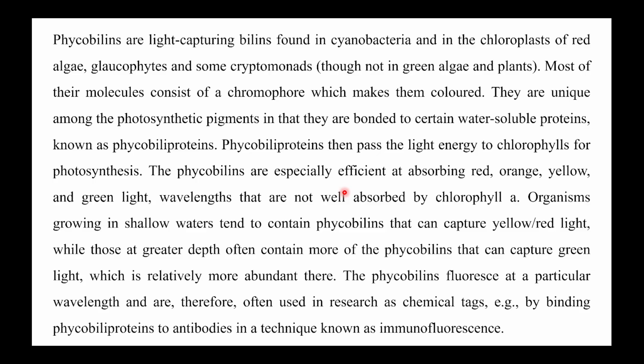So phycobilin is one such pigment, and phycobilins fluoresce at a particular wavelength. So they are often used in research as chemical tags. They have a fluorescence property. Basically, fluorescence means they can absorb a particular wavelength and emit another, higher wavelength. That property is called fluorescence, and these molecules have that property. So they are also used in research.